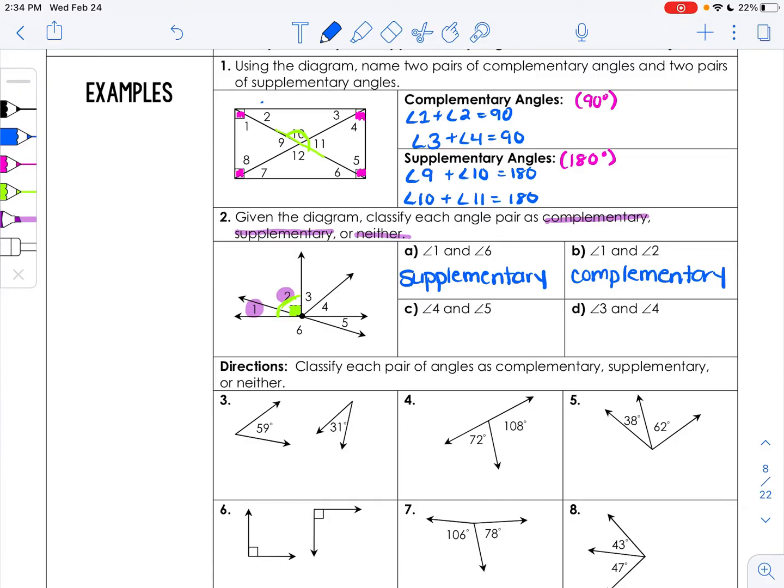Letter C. C wants us to compare angle 4 and angle 5. If we were to draw in their arcs, it looks like it might create a 90-degree angle. But remember, we can't go off of what it looks like, so we don't know for sure. It definitely does not create a 180-degree angle, so this one is neither. Go ahead and highlight letter D.